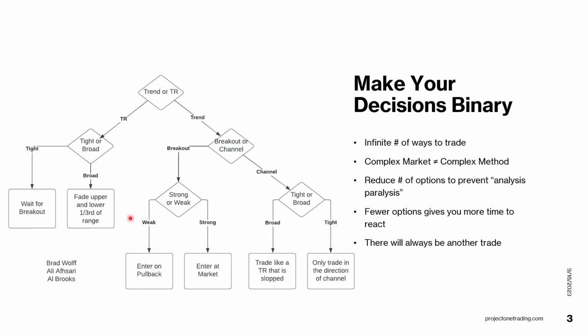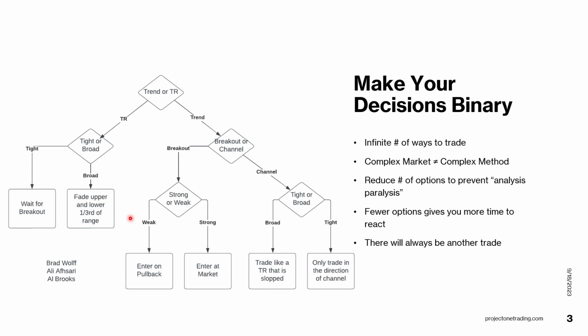But I think there's an infinite number of ways to trade, which can get really confusing. And I think as newer traders, we believe that because the stock market is a complex system, that it deserves a complex method. And I think that's a bad way to look at it. Making your decisions binary reduces the number of options, which can prevent analysis paralysis. I know everybody's experienced that before. I know I have multiple times.